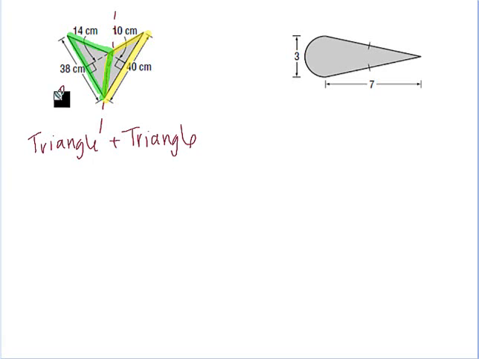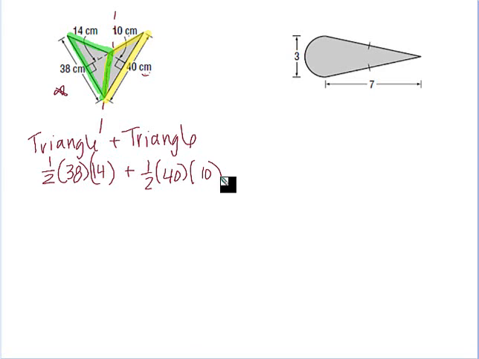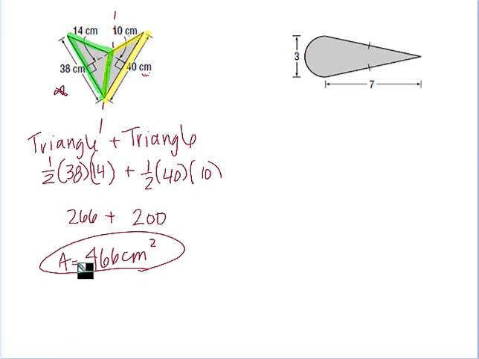So the triangle on the left-hand side, 1/2, the base is 38, and the height there is 14. Adding on the area of our second triangle, 1/2, this base on the right-hand side is 40, times that height is 10. So 1/2 times 38 times 14 is 266, plus 1/2 times 40 times 10 is 200. 200 plus 266 is 466 centimeters squared for the area.